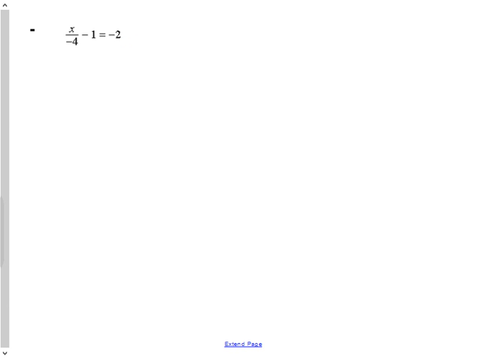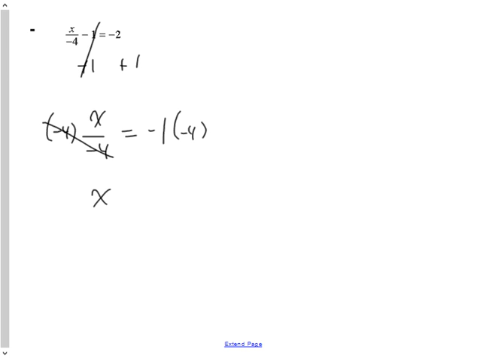In our next question, it's almost the exact same question as the last one, except our numbers are a little different. But adding 1 to get rid of the constant, it's already put the negative symbol in the denominator for you. All we have to do is multiply both sides by negative 4. And I end up with x is equal to positive 4.